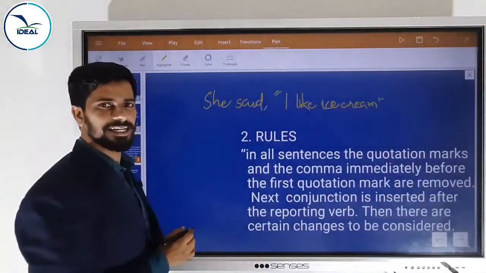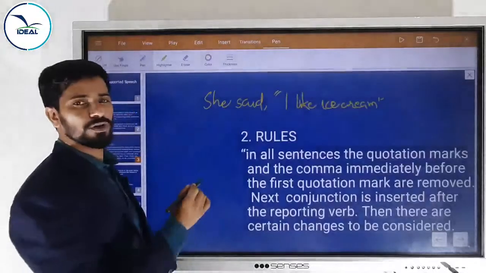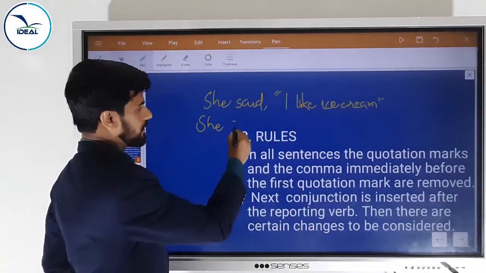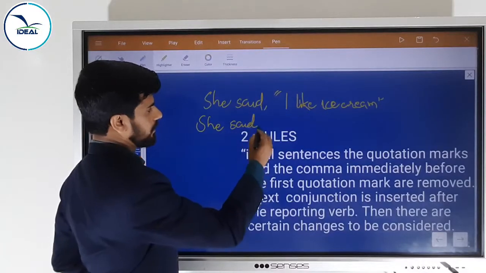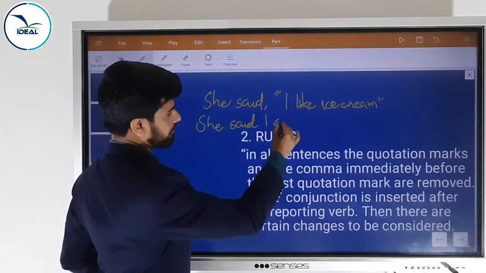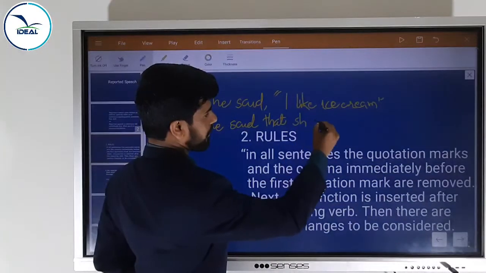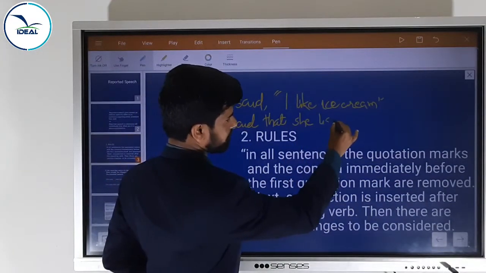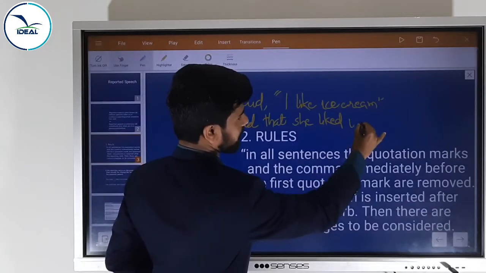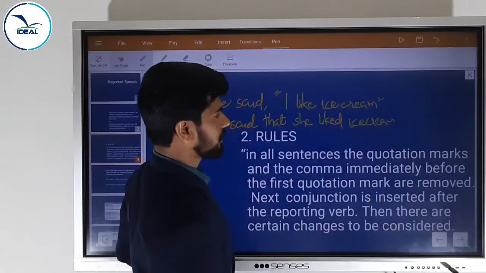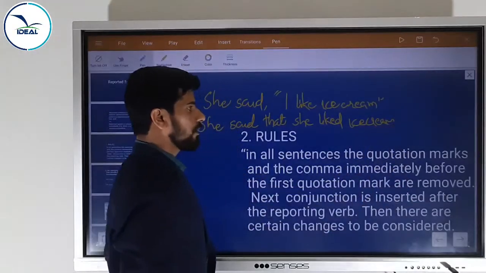So this is the sentence we are going to convert. Then how will you convert this? She said that she liked ice cream. She liked ice cream. Okay.